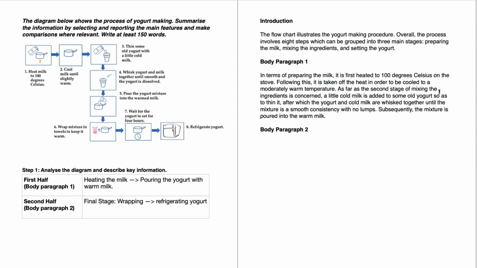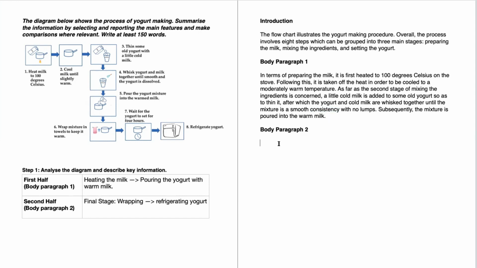And then as far as the second stage of mixing the ingredients is concerned, a little cold milk is added to some of the old yogurt, okay? And then it's whisked together until the mixture is a smooth consistency. I've added this word consistency, and if it is smooth, it will not have any lumps. So I've included no lumps as well, even though that isn't in our diagram. Then I've said subsequently the mixture is poured into the warmed milk. So I didn't add too much, but I just added some nice key phrases about the stove, no lumps, and I just made everything flow a little better.